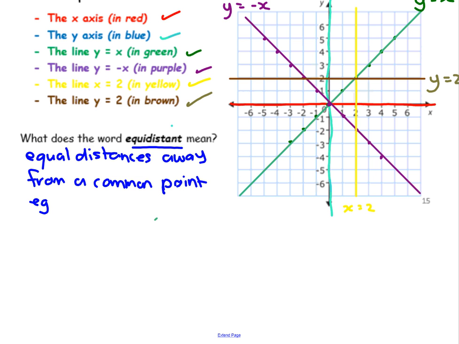Say if we do this common point, we put it in black, and in green, point A and point B. Notice these are equidistant. Equal distance from A and B, approximately. So they've got the same distance from the common point, which I've drawn in black. That's what equidistant tends to mean. So now let's move on to the next page and try some examples.